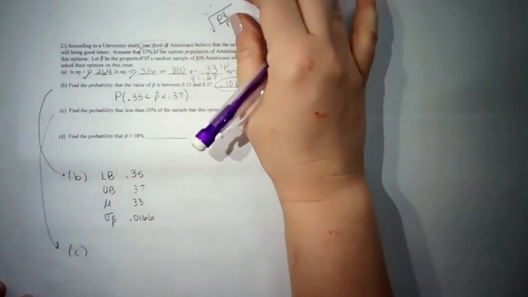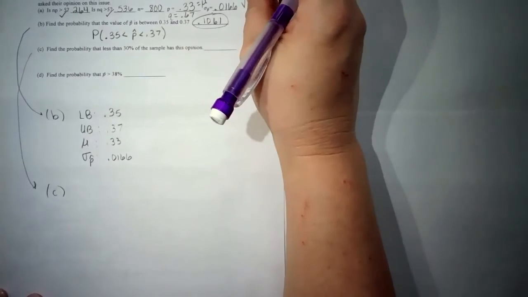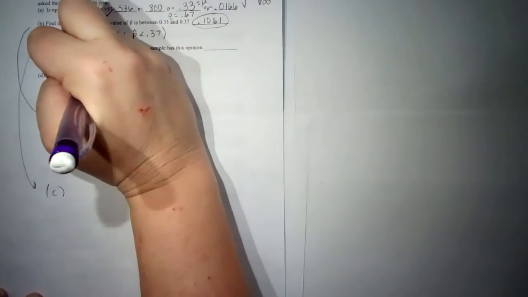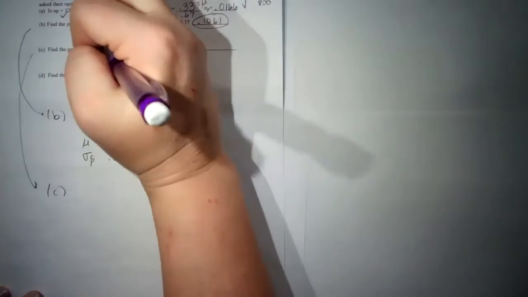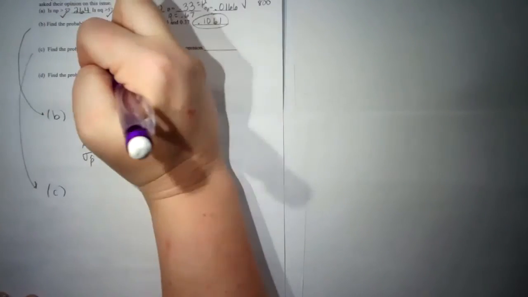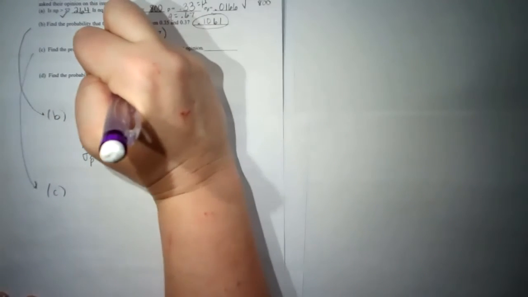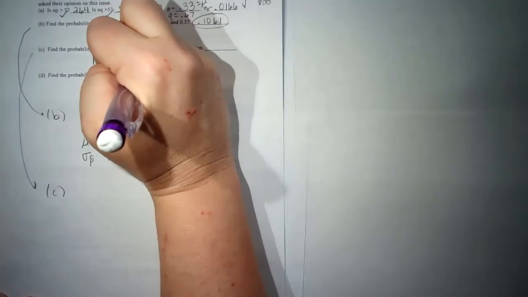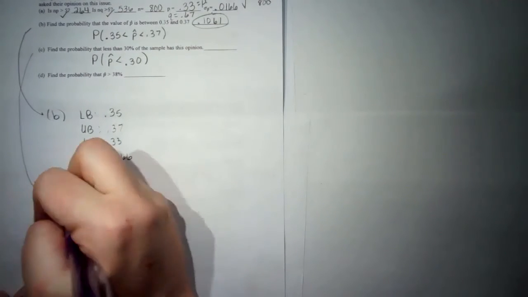Okay, all right, let's look at C now. I'm way down here. Part C wants us to find the probability. Again, if you want to make yourself a little inequality, you can: less than 30% of the sample has this opinion. So now we're dealing with p hat less than 30%, so less than 0.3. That's our new probability.